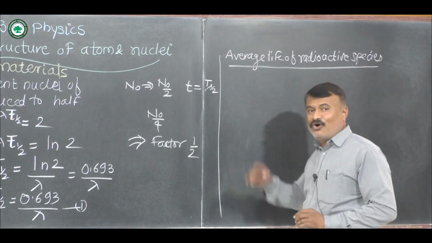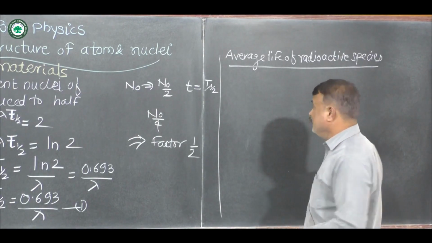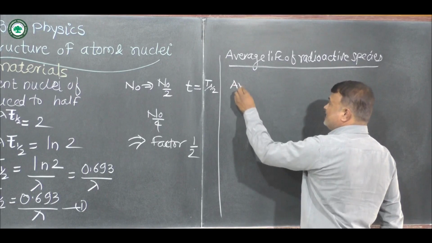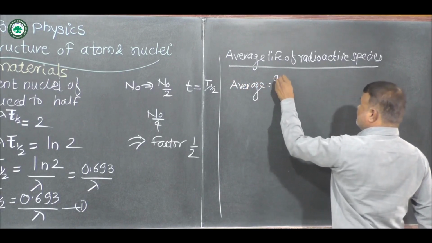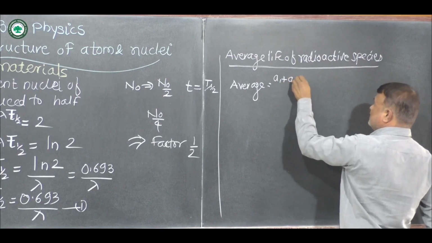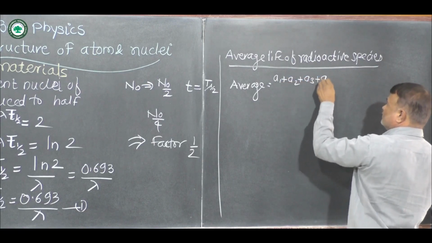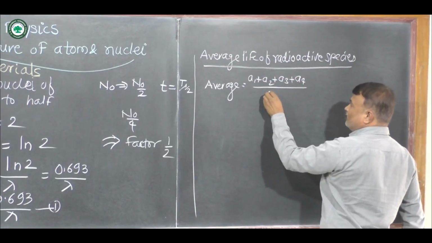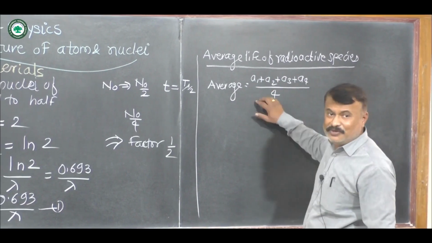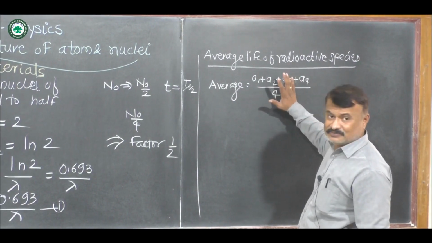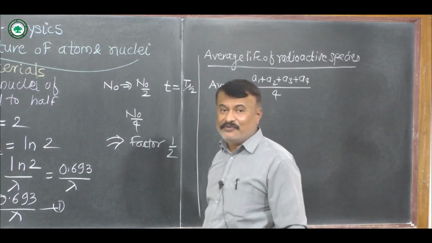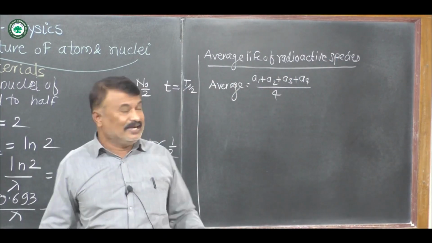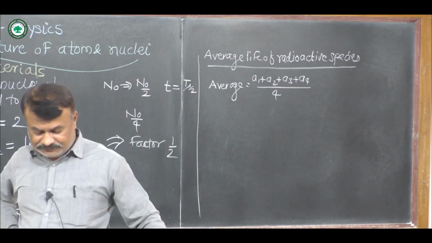If you consider 4 readings, then we can find the average of it as A1 plus A2 plus A3 plus A4 upon the number of readings, so 4. So in this way we find the average. In a similar way we have to find the average life of the radioactive species.